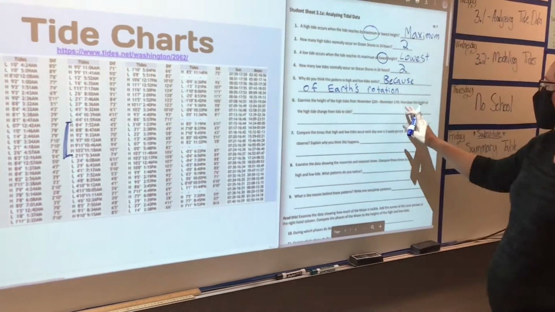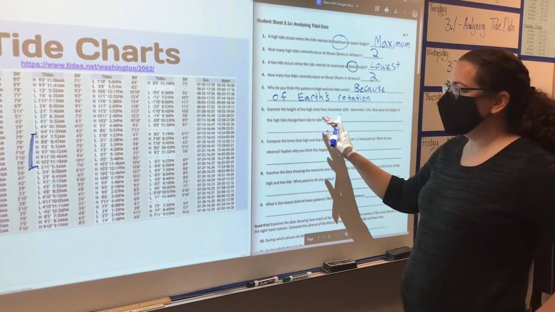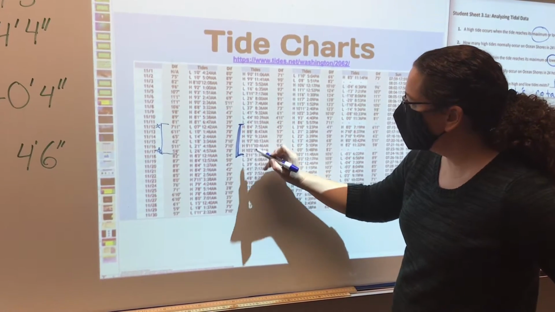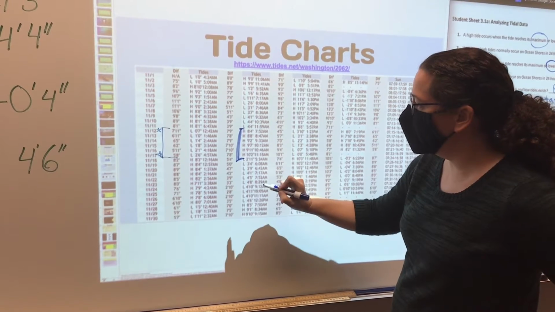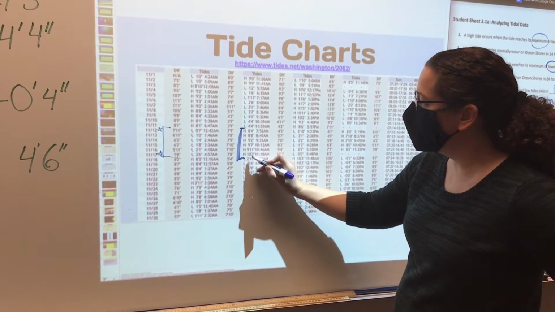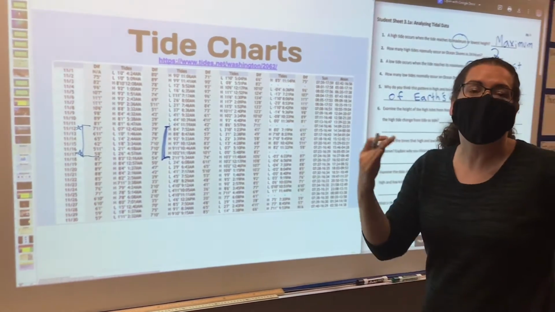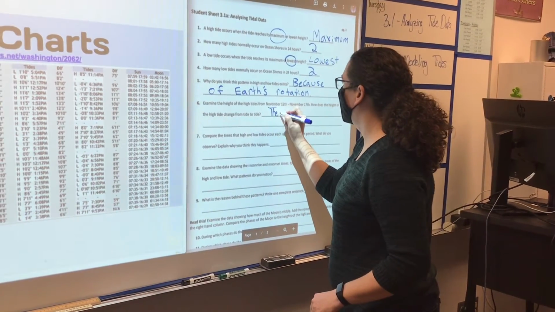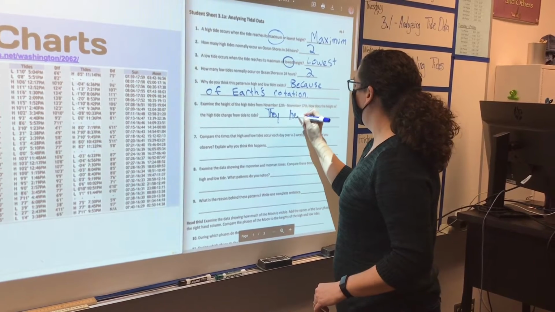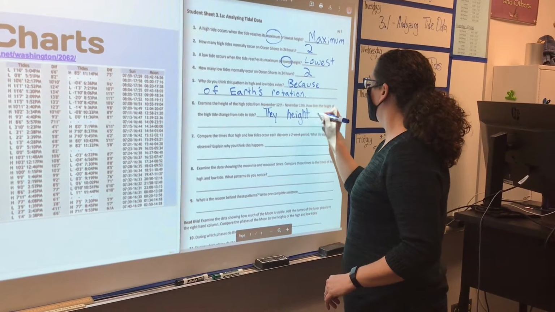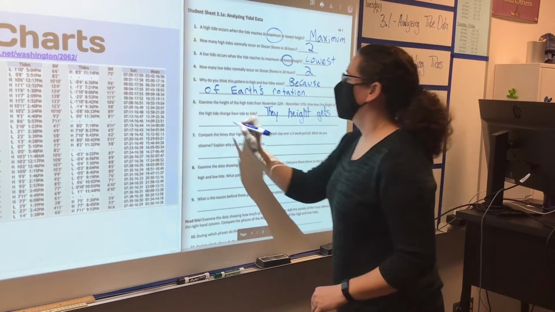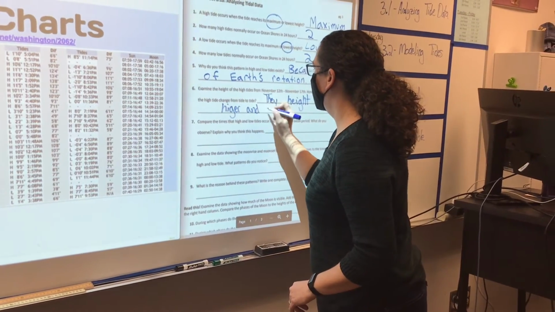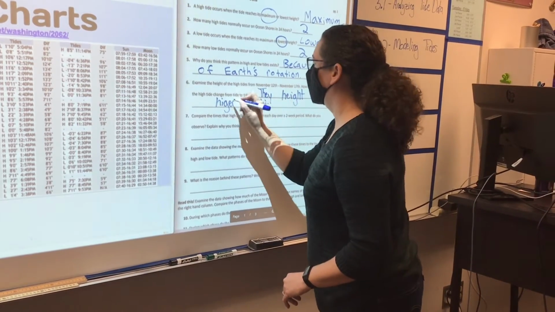Now, the first question says, how does the height of the high tide change from tide to tide? So 8.4, 8.8, 9 feet 2 inches, 9 feet 7 inches, 9 feet 11, 10 feet 2 inches. So it's getting higher and higher. So over here, how does it change? The height gets higher and higher.